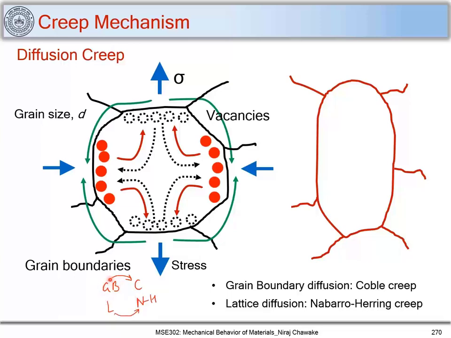When I talk about grain boundary diffusion, it is Coble creep. When I think of lattice diffusion, I consider it as Nabarro-Herring creep. So this is the way I remember the names of these creep diffusion mechanisms. Now let's look at another creep mechanism.